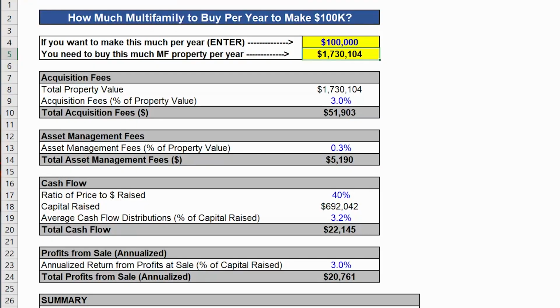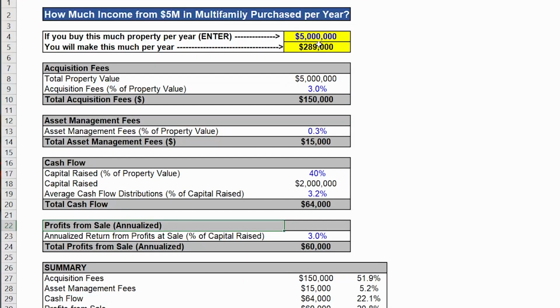Now I have a convenient tab here that says, well, how much income from $5 million in real estate. So it does the same thing but backwards. So you can put in whatever you want. You can put in 2 million, 3 million, 10 million, and you can see how much you can make and the breakdown of that. But what I want to talk to you about next is the third tab, okay?